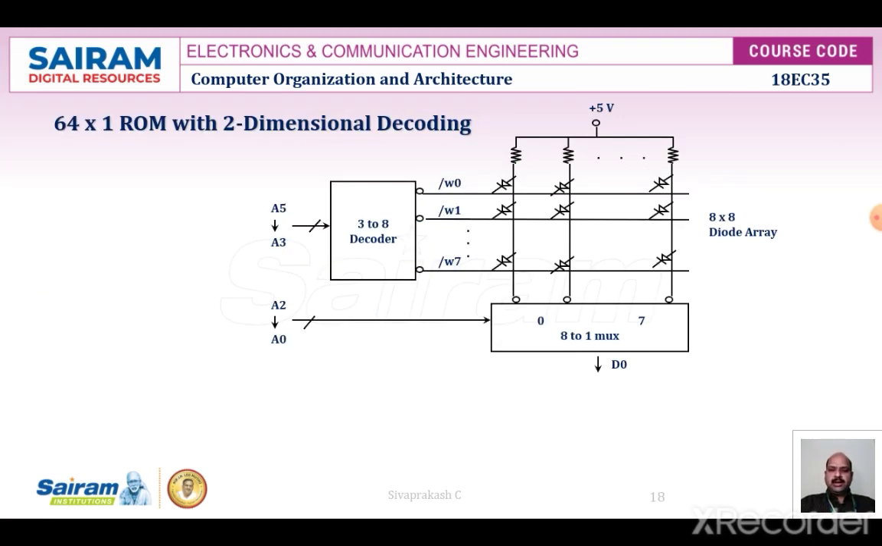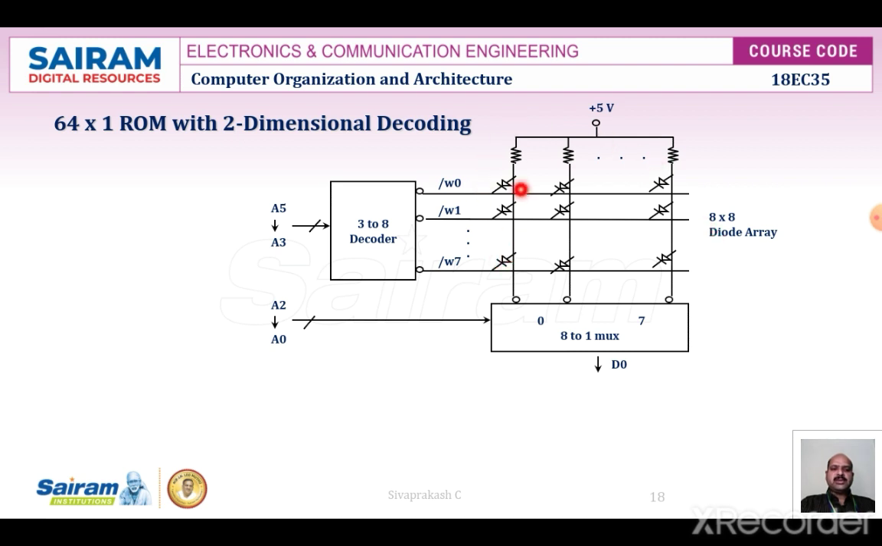So a small internal architecture we can see over here. It's a 64 cross 1 ROM with two-dimensional decoding. So we're going to have a 3:8 decoder, 3 inputs and 8 output lines are going to be present over there, and we're going to have an 8:1 demux to select the outcome over there, which is going to be constructing an 8 cross 8 diode array.